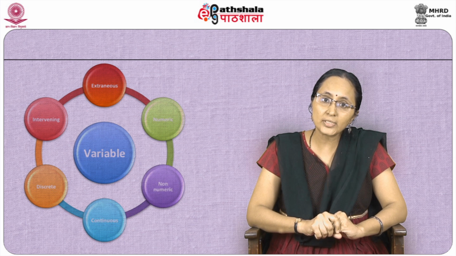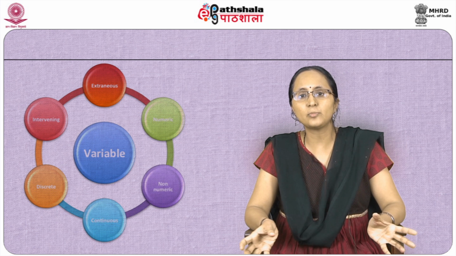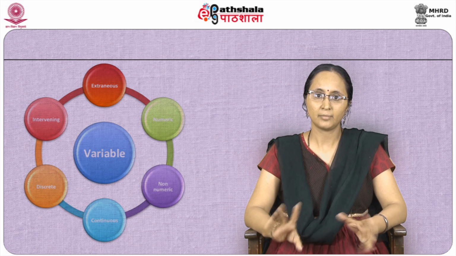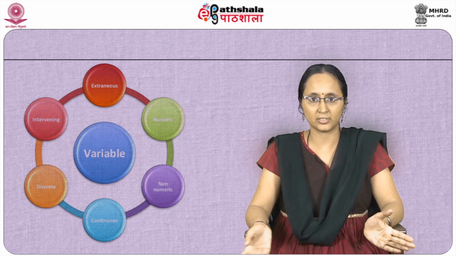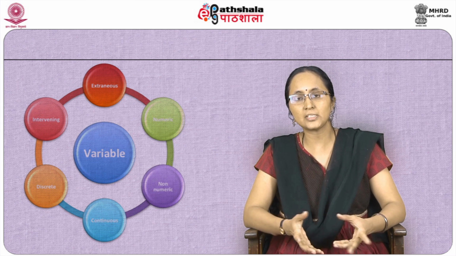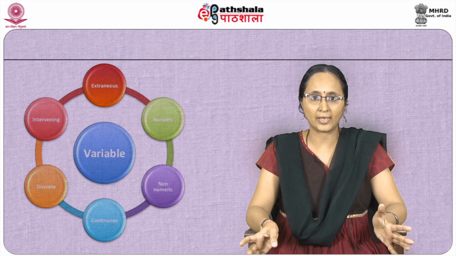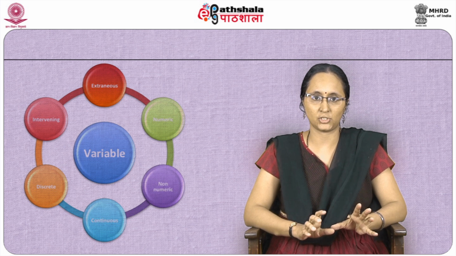You have continuous or quantitative variables. These can take any numeric value in a given range. Age is a continuous variable because age can be any number in the range 0 to 100 years, for example. It can be an integer, it can be fractional. So, 15 years, 15.5 years, 15 years, 6 months. Age can take any value. Continuous variables are always numeric in nature.